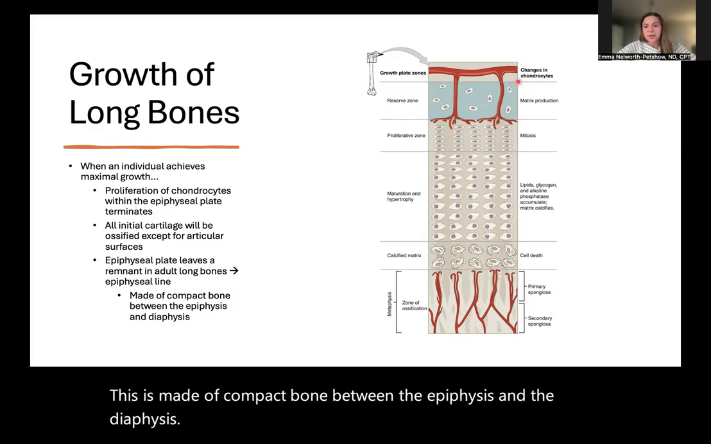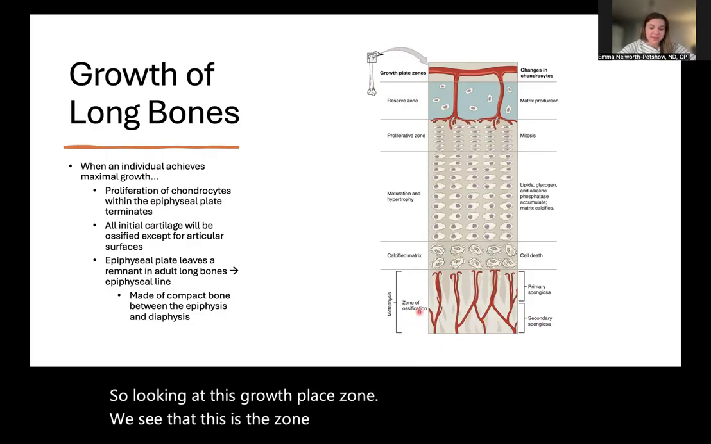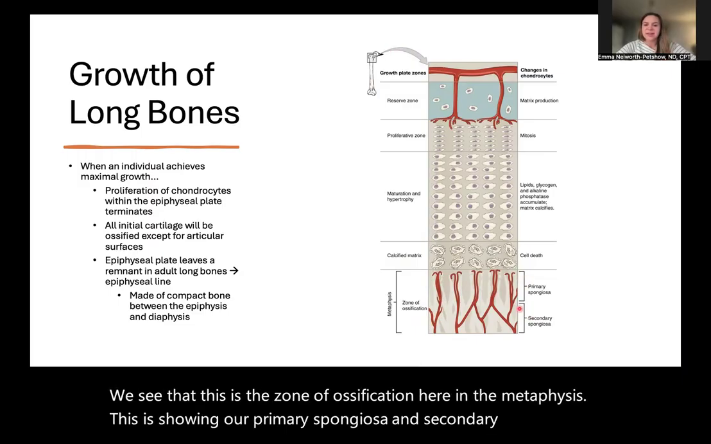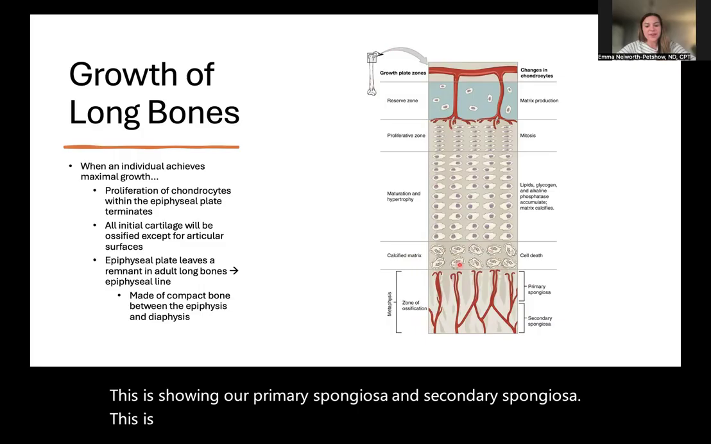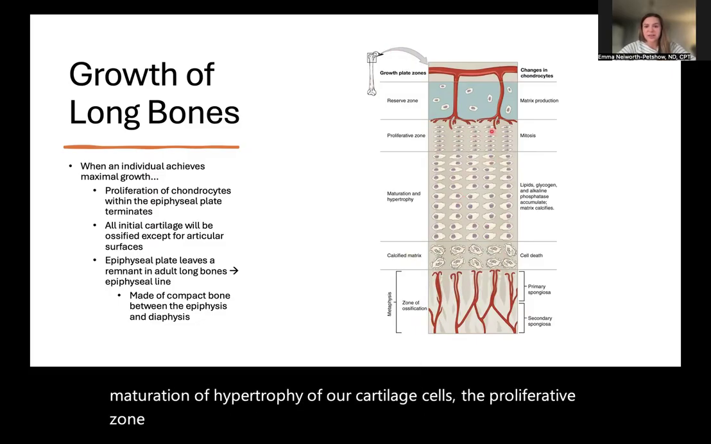So looking at this growth plate zone, we see that this is the zone of ossification here in the metaphysis. This is showing our primary spongiosa and secondary spongiosa. This is showing our calcified matrix and cell death. This is showing the maturation of hypertrophy of our cartilage cells, the proliferative zone of our cartilage cells, and the reserve zone where matrix production is occurring.